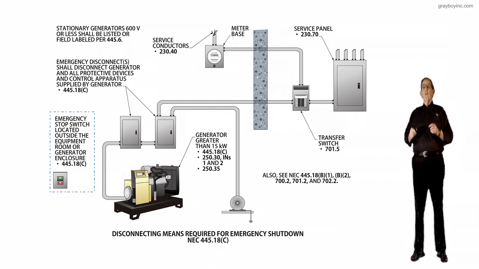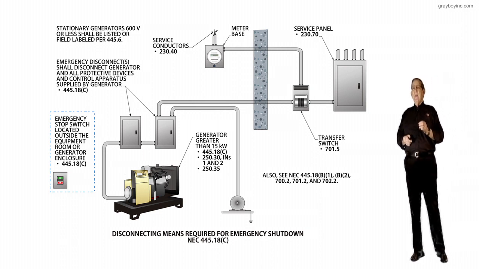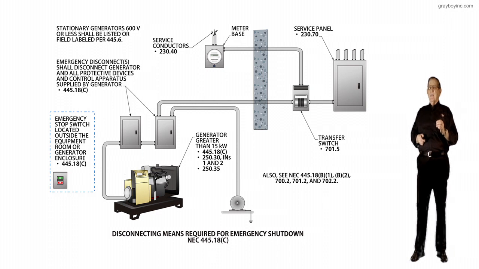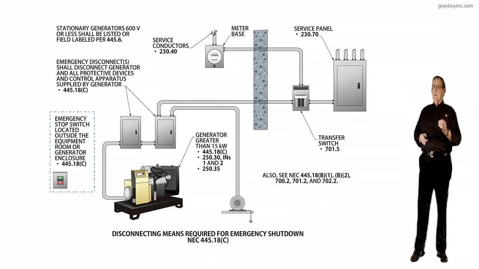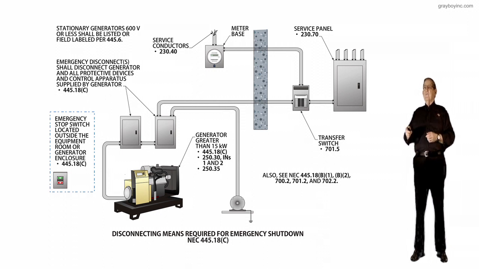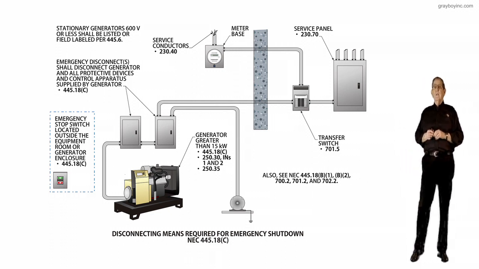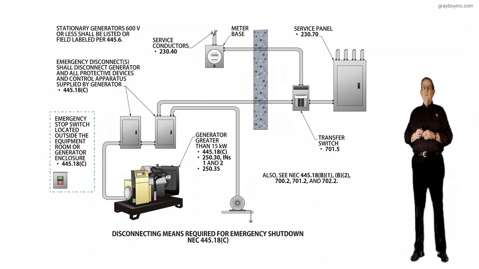Now, we have an also (C) section here that says 445.18(B)(1) and (B)(2), as well as 700.2, 701.2, and 702.2. We reference this to identify whether the generator's use is emergency, legally required, or optional standby. But we have identified this at the transfer switch as 701.5, so 701 would be used to make this installation also.